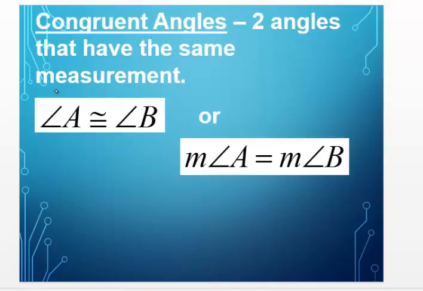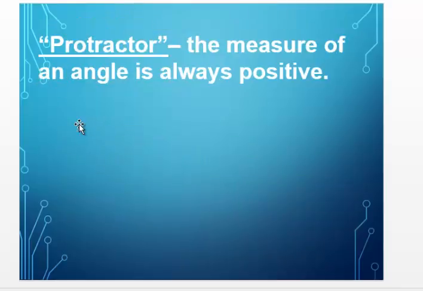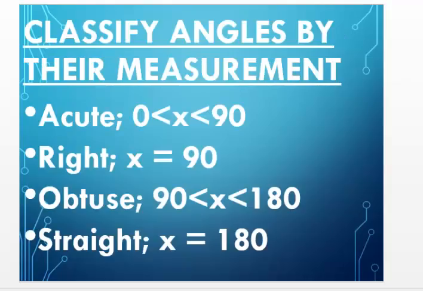Congruent angles are two angles that have the same measurement. So there's two ways to denote this. You can use the congruent sign between them, or you can use the equal sign. Notice if you use the equal sign, you have to talk about the measure of the angle. So the measure of the angle might be 35 degrees, equals 35 degrees. If you're talking about congruent, we're talking about the actual angle, so we do not use the little m in front of it. Protractor, the measure of the angle is always positive. I want to make sure and denote that. That's the protractor postulate.